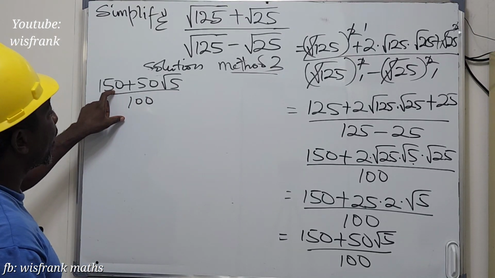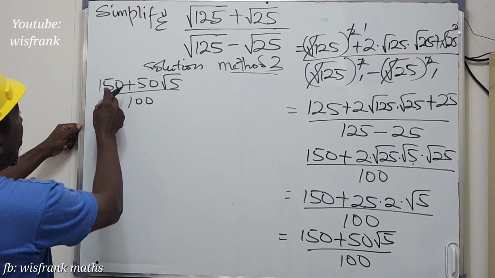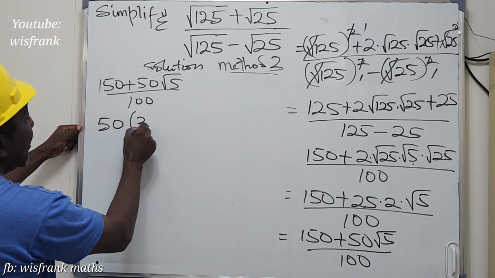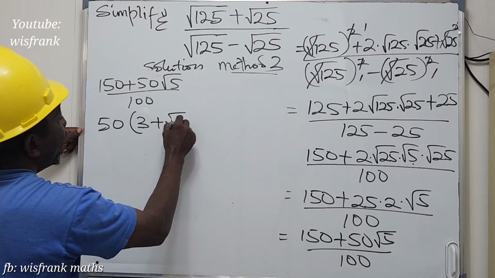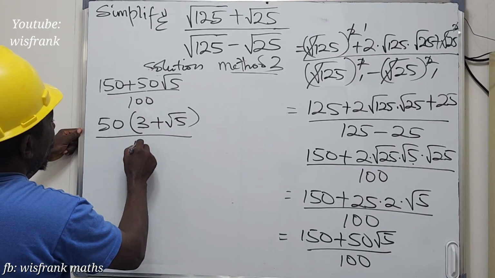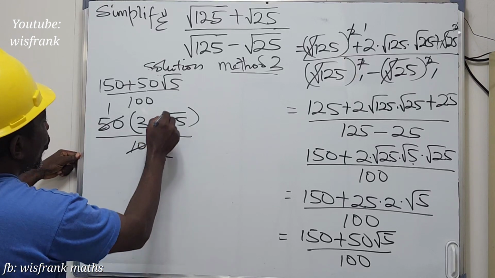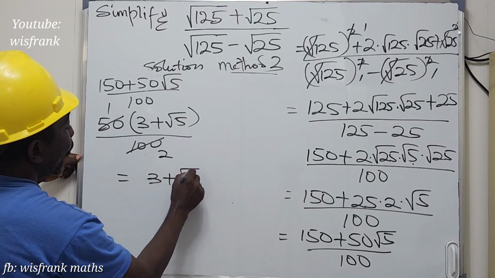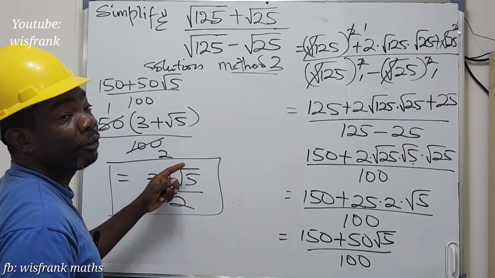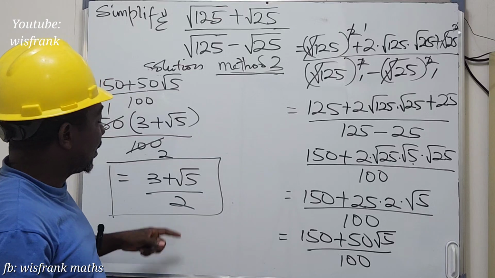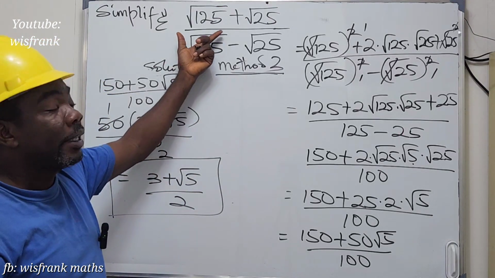We have 150 and we have 50. 50 is a factor, so we can factor it out. 150 divided by 50 gives us 3, then 50 root 5 divided by 50 gives us plus root 5, all over 100. So 50 cancels into 50 once and into 100 twice. We are now left with 3 plus root 5 all over 2. So we still arrive at the same answer when we simplify through this method 2, and it satisfies the question that was asked.